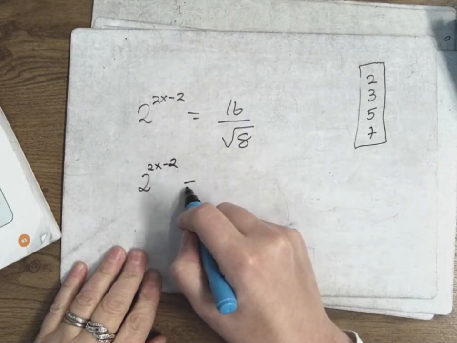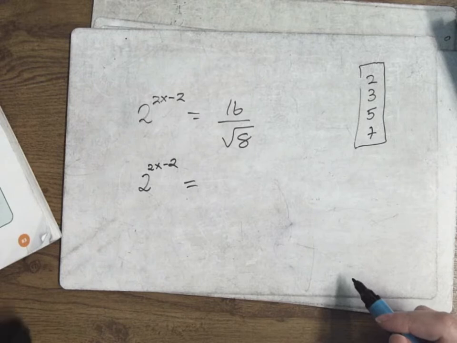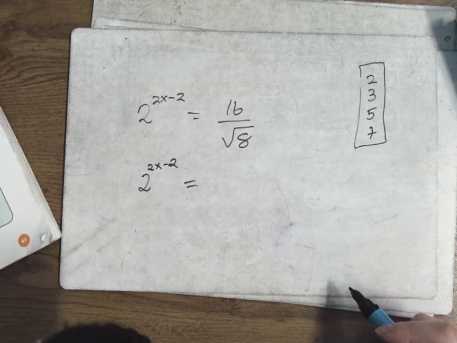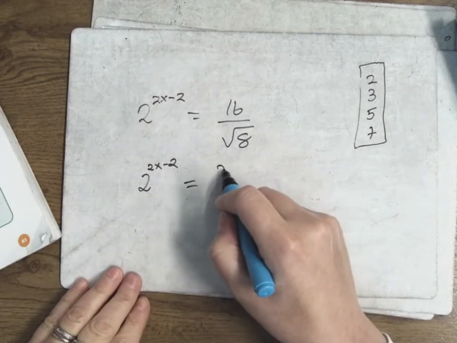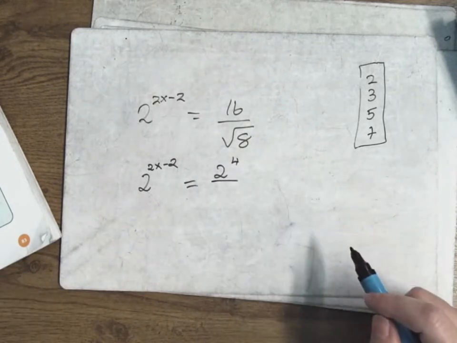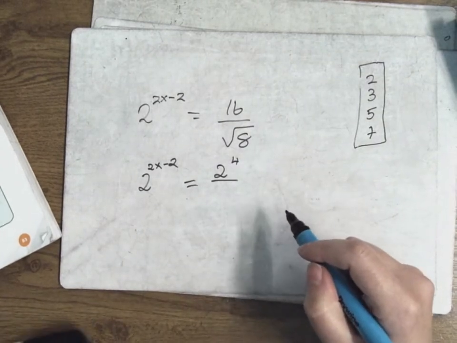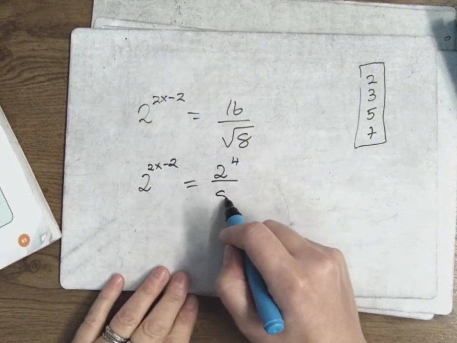Over this side, 16 as a power of 2. 2 by 2 is 4, by 2 is 8, by 2 is 16. 2 to the power of 4, isn't it? Right. Square root of 8. Now before I write that as a power of 2, how do I write square root as a power? 8 to the power of a half, isn't it?